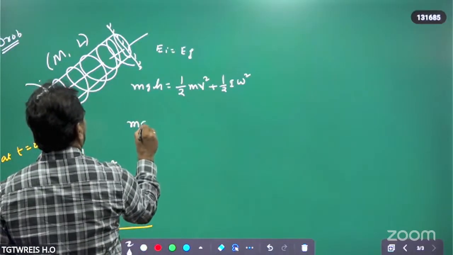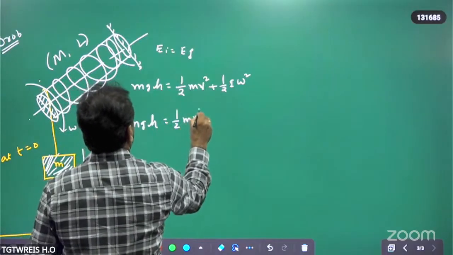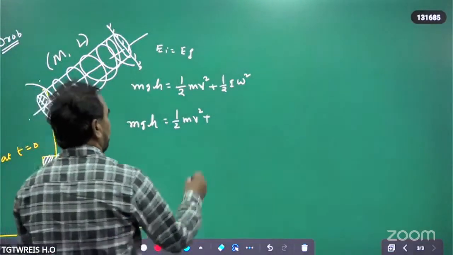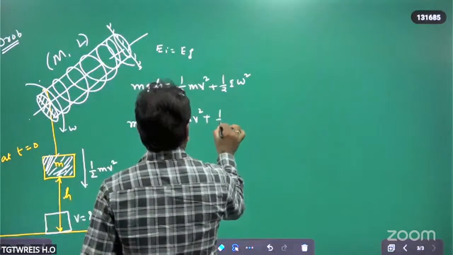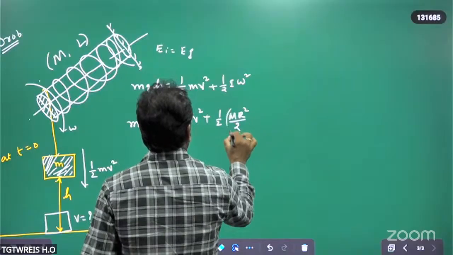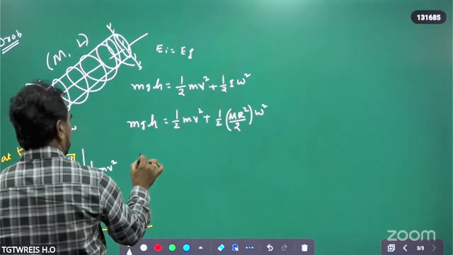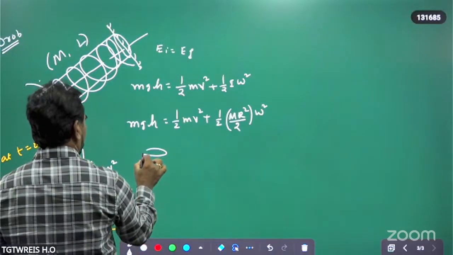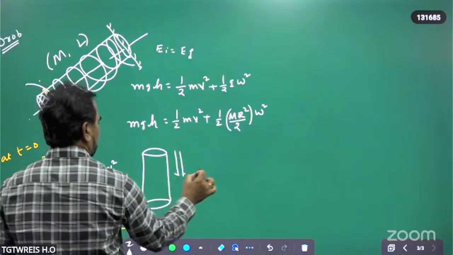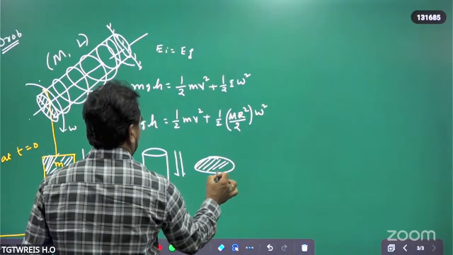That is, mgh is equal to half mv square plus, about this axis of rotation, what is the moment of inertia? Capital M r square by 2, so half into Mr square by 2 into omega square. This is a cylinder, a solid cylinder. If you press a solid cylinder, what do you get? You get discs.